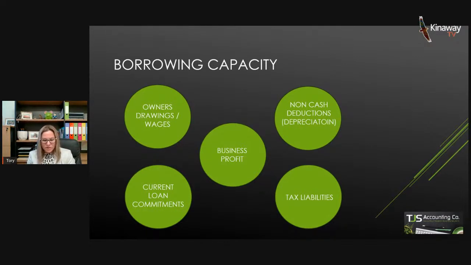What the lenders don't want to see is big wages coming out of the business, but the business itself is in a loss. Other things that can be included that are a benefit to you are paying additional superannuation over the 9.5% and so forth.